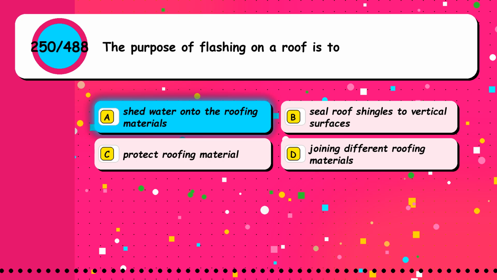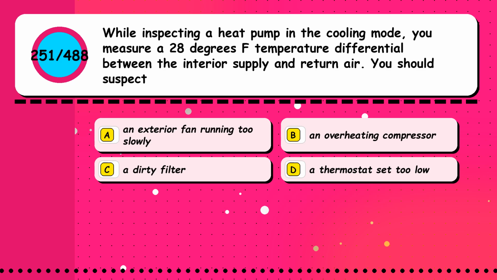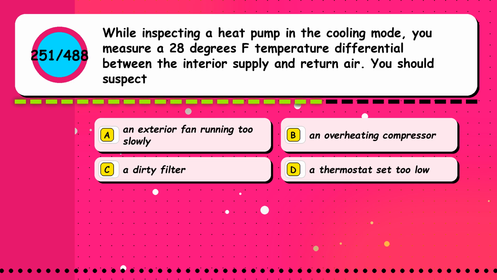The correct answer is option A. Shed water onto the roofing materials. Question 251. While inspecting a heat pump in the cooling mode, you measure a 28 degrees Fahrenheit temperature differential between the interior supply and return air. You should suspect Option A. An exterior fan running too slowly. Option B. An overheating compressor. Option C. A dirty filter. Option D. A thermostat set too low.